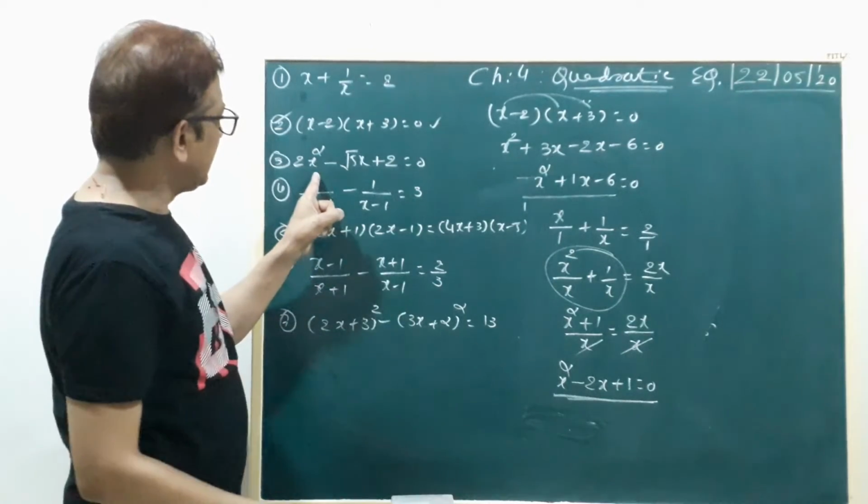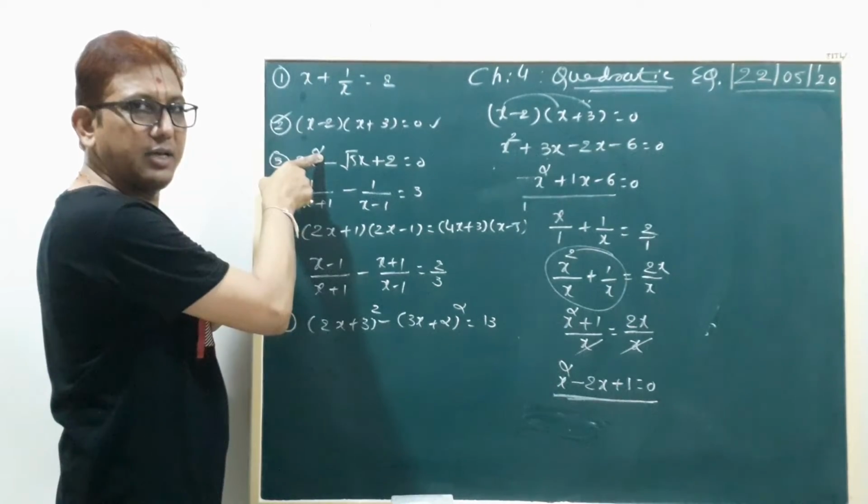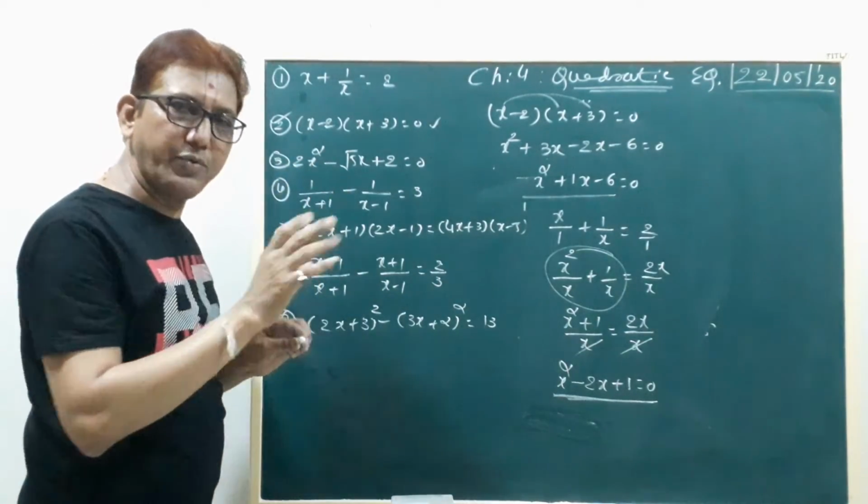Clear? And the third one, here the highest power is 2. Look here. Okay, so it is called a quadratic equation.